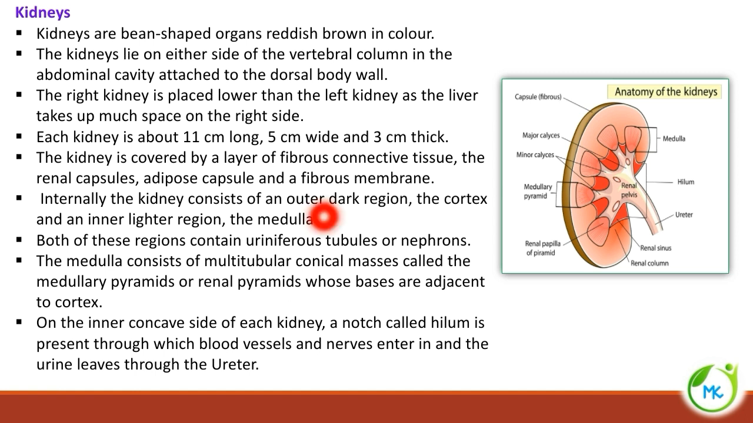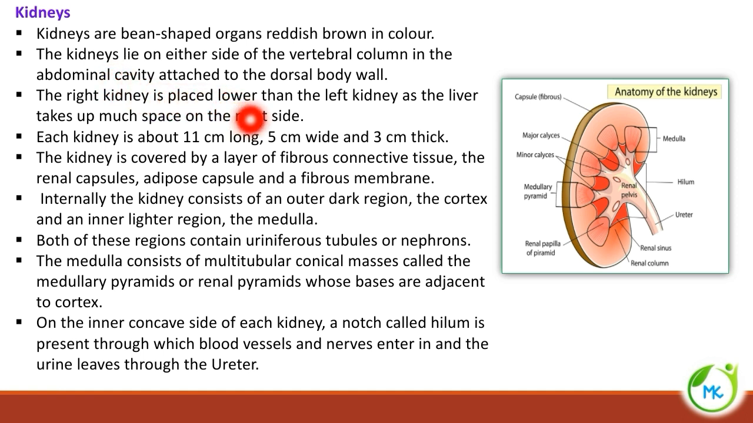Kidney. So kidneys are the major excretory organ, or the chief excretory organ. The kidneys are bean-shaped organs. So it is of bean shape and it is reddish brown in color. The kidneys lie on either side of the vertebral column in the abdominal cavity, attached to the dorsal body wall. So you have a vertebral column, the backbone. On either side of the vertebral column, you can find the kidney.